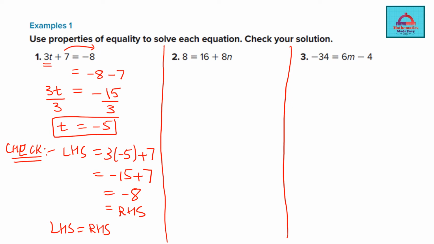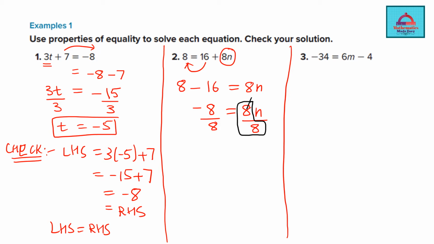Let's do another one. You have to find the value of n. So you isolate this, move this to the other side. 8 minus 16 is equal to 8n, which is minus 8 equal to 8n. Divide by 8, which is the coefficient of n here. So always remember you divide by the coefficient. So this and this cancel. This and this also cancel. So n equal to minus 1 is the answer.